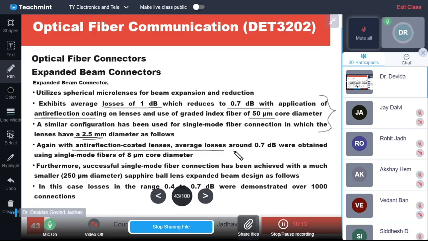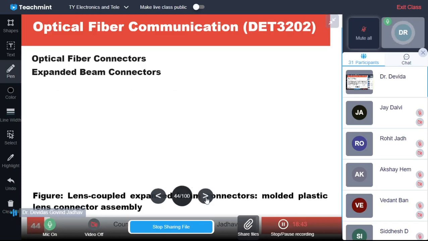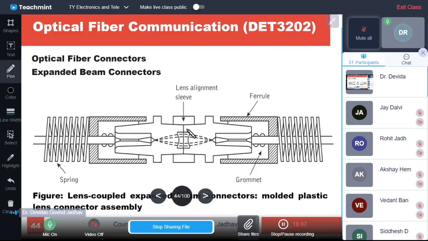Again, with anti-reflective coated lenses, average losses of around 0.7 dB were obtained using single mode fiber of 8 micrometer core diameter. So this is for 50, and for 8 also the same can be achieved with this joint. So a successful single mode fiber connector is achieved with much smaller diameter, 0.25 millimeter, that is 250 micrometer diameter. So it is 10 times smaller. A sapphire ball lens is used for the expanded beam connector. In this case, the losses range from 0.4 to 0.7 dB. So this is one more alternative for the expanded beam connector.